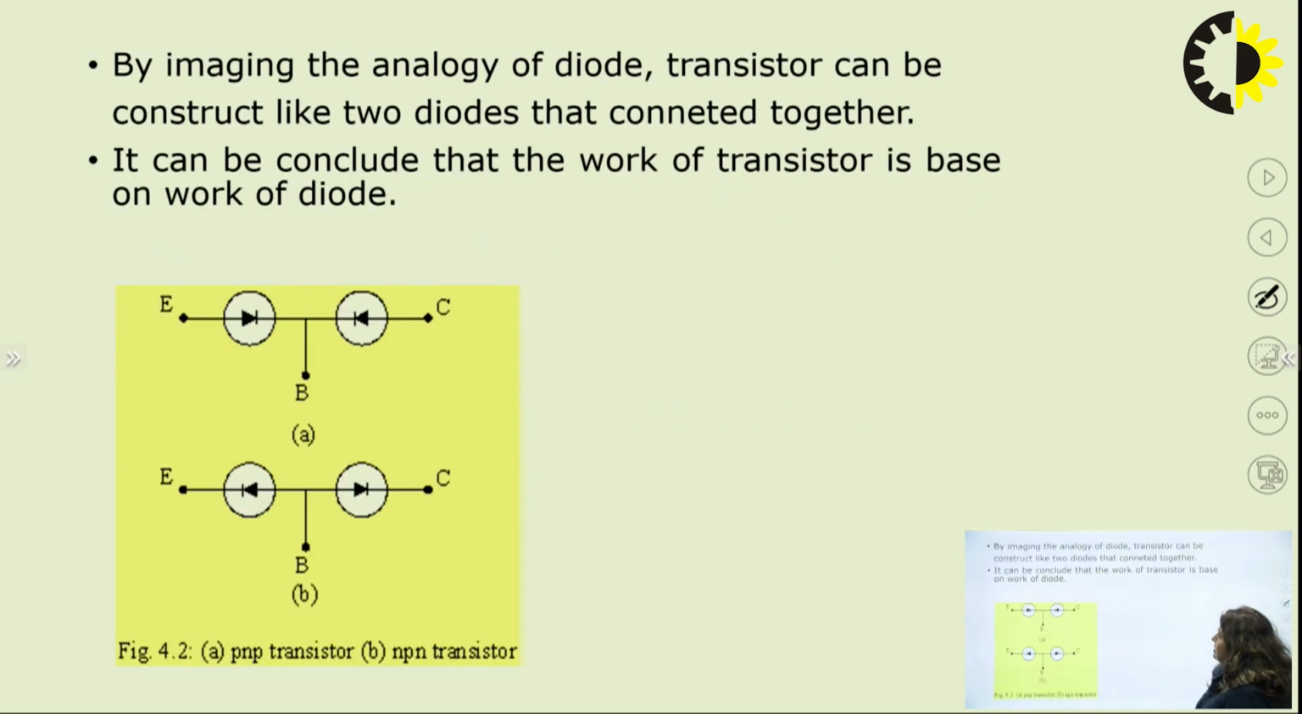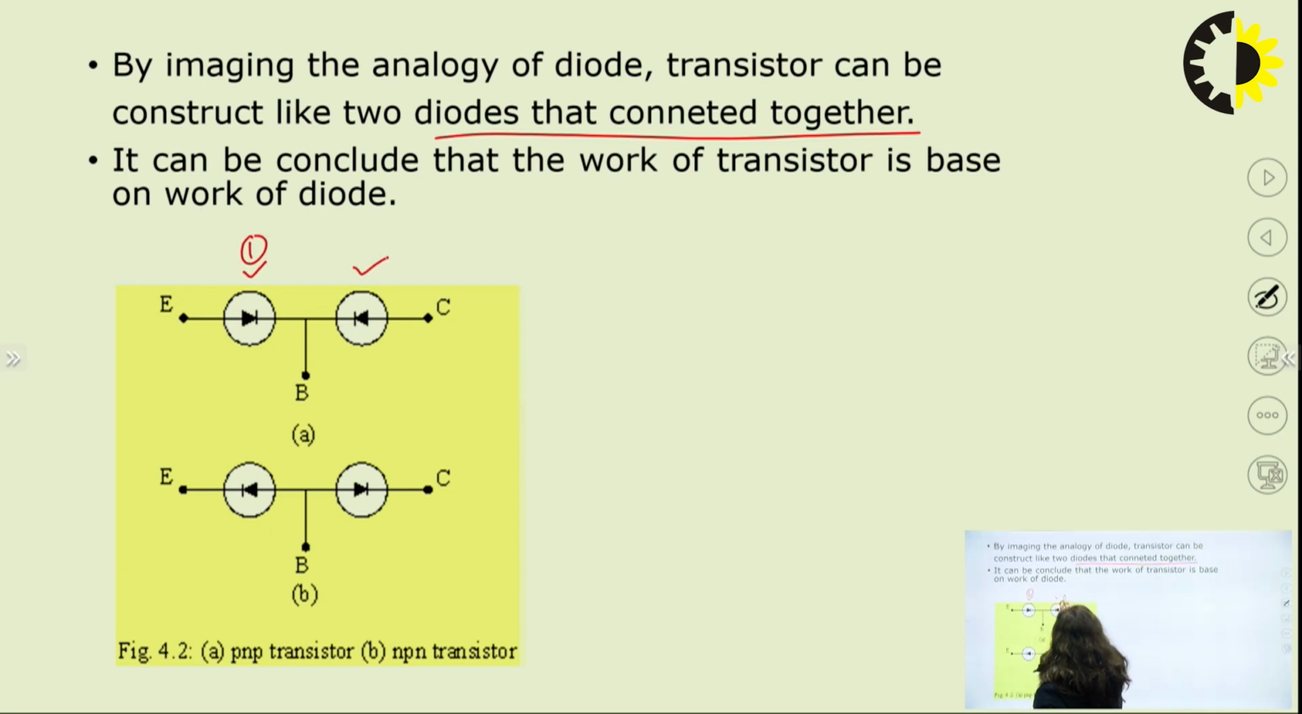By imagining the analogy of the diode, a transistor can be constructed like two diodes connected together. So, we can have a two-diode combination connected together to form a PN junction. We have here one type of diode, and the other type of diode, and with these two diodes connected together, we can form our PNP or NPN transistor.